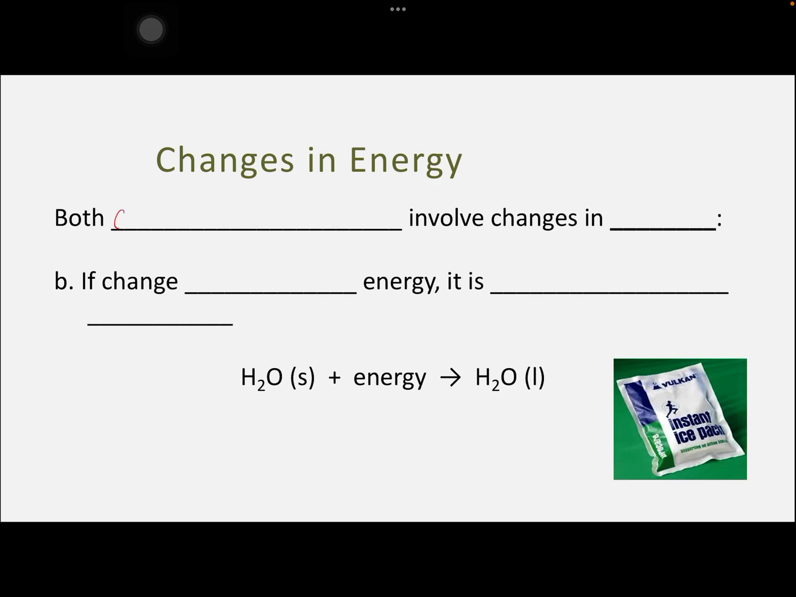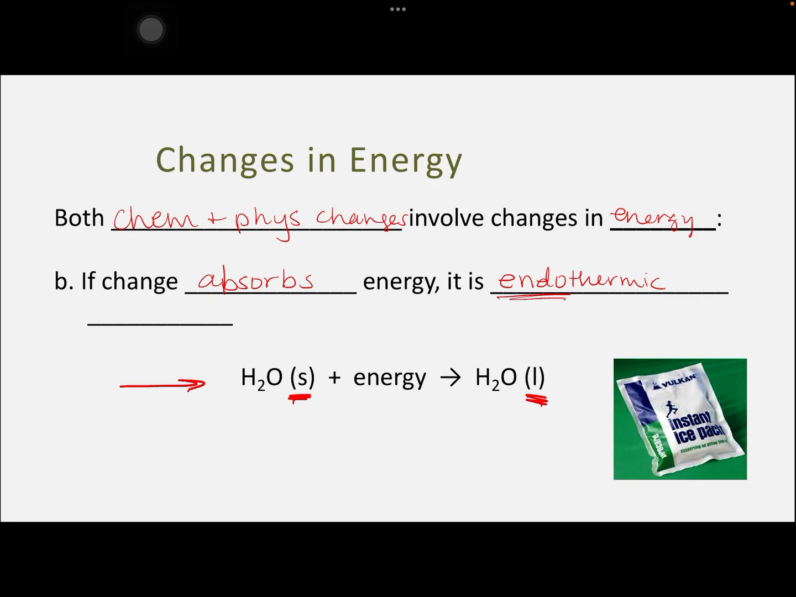Both chemical and physical changes involve those changes in energy. So if it absorbs energy, it's the opposite of an exothermic process, which means it is endothermic. So endo, enter. So the process requires energy to be brought in from the surroundings in order to trigger the process to occur. So in this example here, if I want to take ice and melt it, it makes sense.